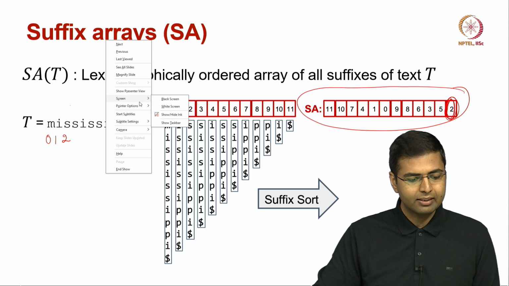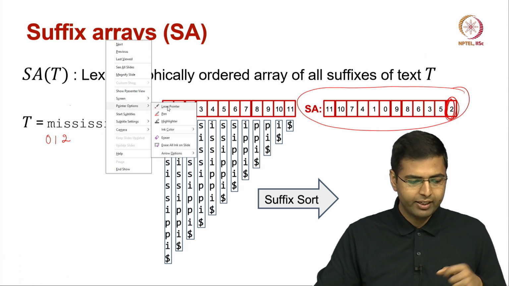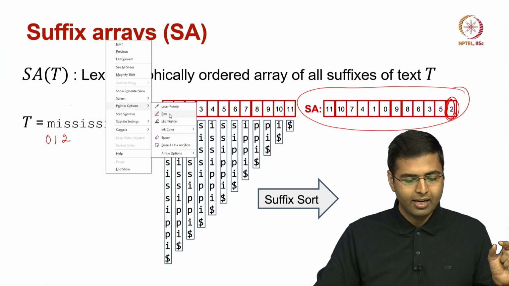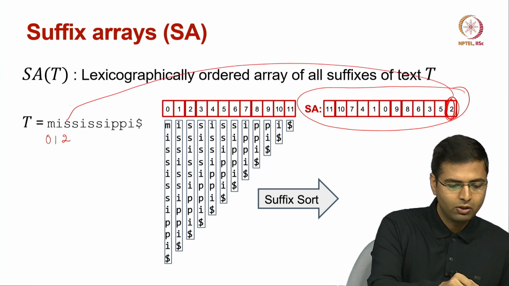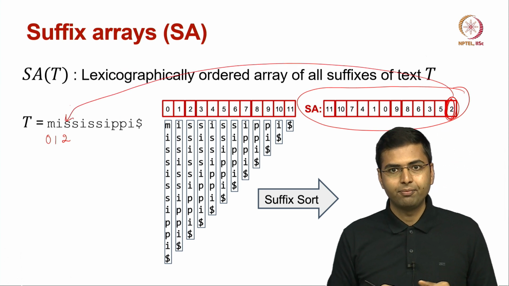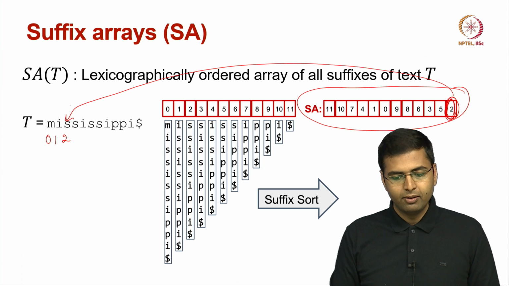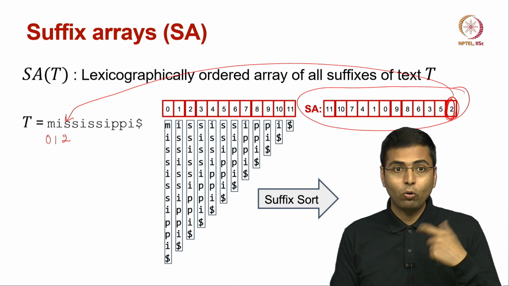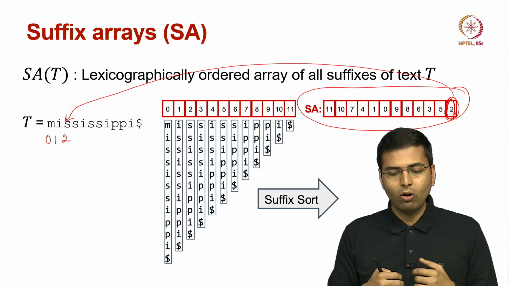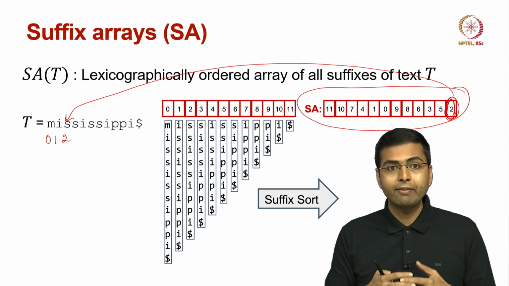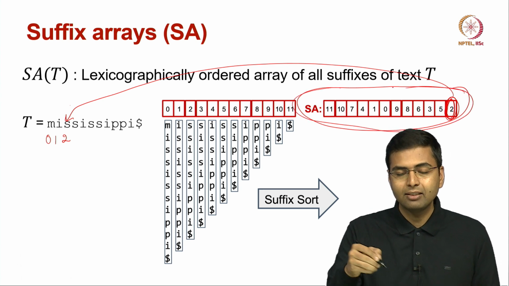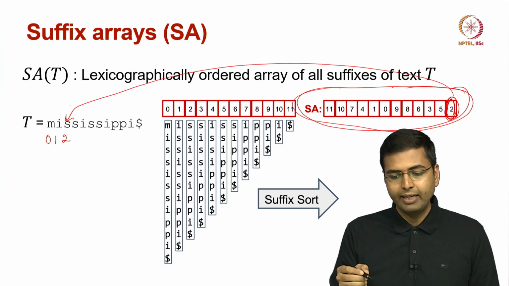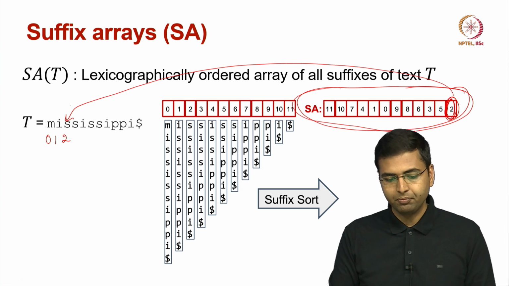So if I want to spell the suffix corresponding to position 2, I can always go back to the text and spell out the suffix. So in this case, 2 refers to this suffix CCP dollar. So given the suffix array and the original text T, I can recover all the suffixes. So to save the storage, I am going to only store this permutation of the suffix indexes ranging from 0 to 11.